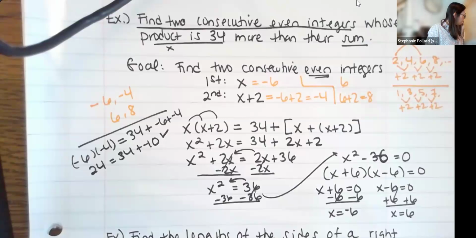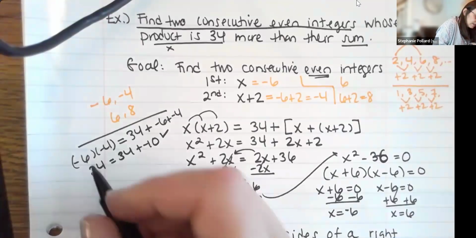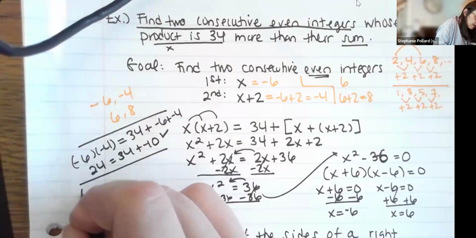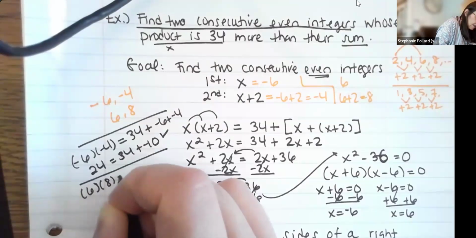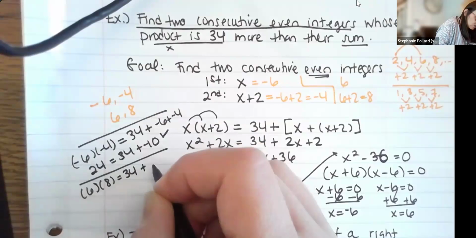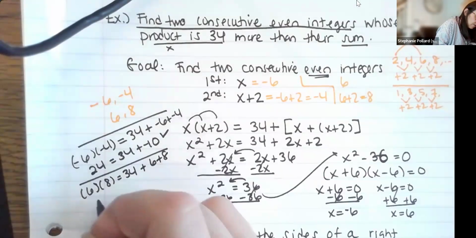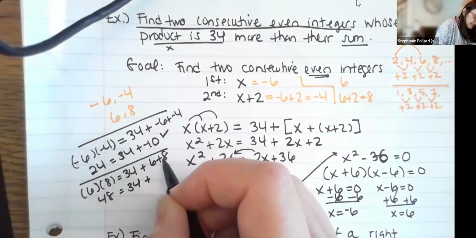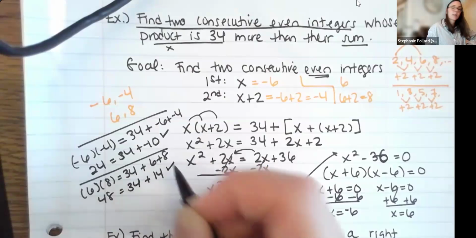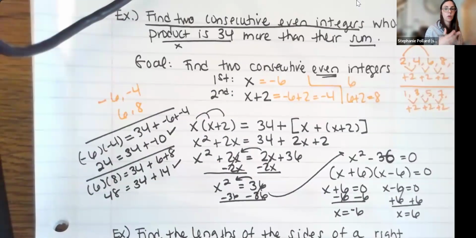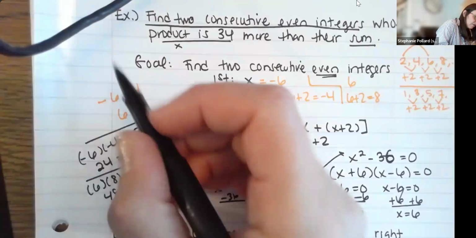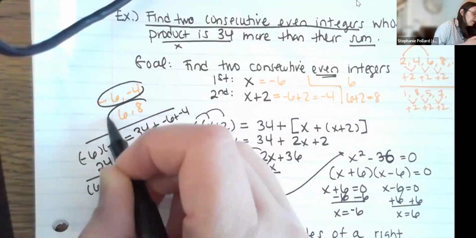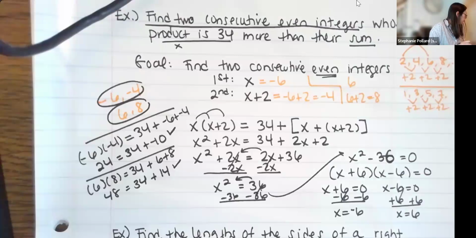And then for my second example, let's check 6 and 8. So if I multiply 6 times 8, is that 34 more than 6 plus 8? So that would be 48. 6 plus 8 is 14. So this actually works out as well. So both of these combinations do work here. So one pair that works is going to be -6 and -4. And another pair that works is going to be +6 and 8.